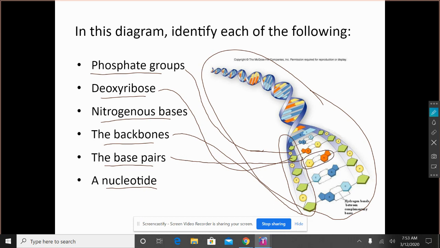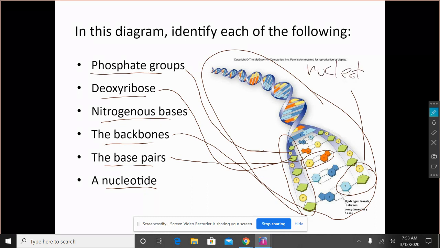And finally, a nucleotide, you have to remember back to a previous video on this one, is going to be that three-part structure that is the repeating unit of one strand. And so here is a nucleotide. It's got the phosphate, the deoxyribose, and a nitrogenous base, and that is a nucleotide. Oh, I didn't say nitrogenous bases, I guess, but there are two nitrogenous bases for each base pair. Okay. All right. And there you go. That's your practice. Thanks.